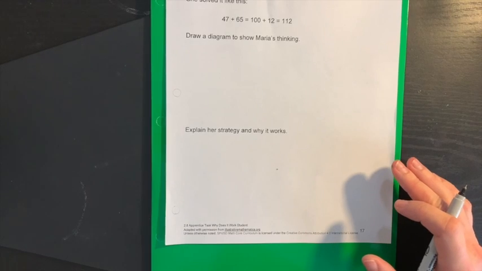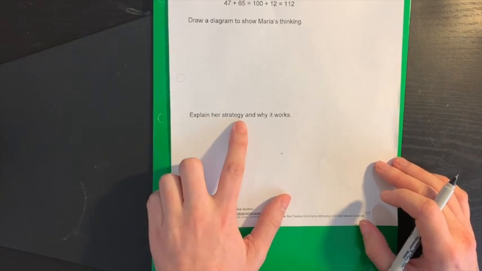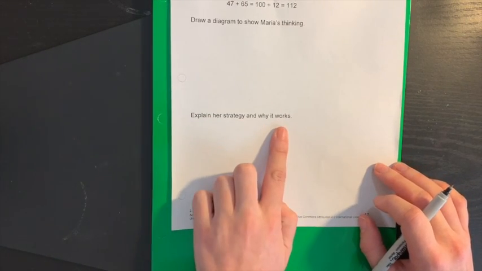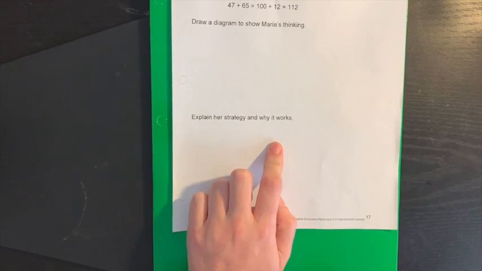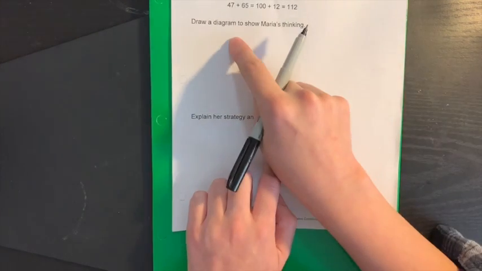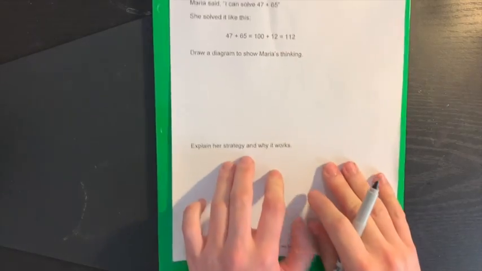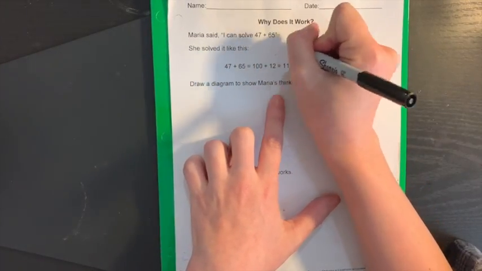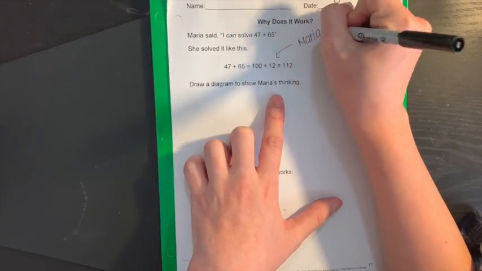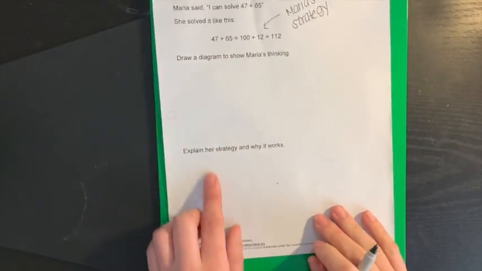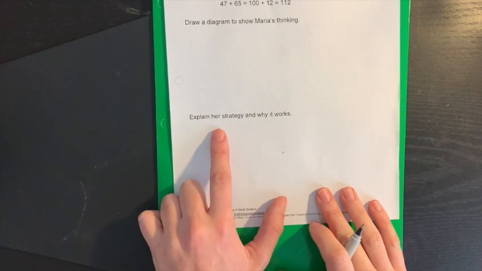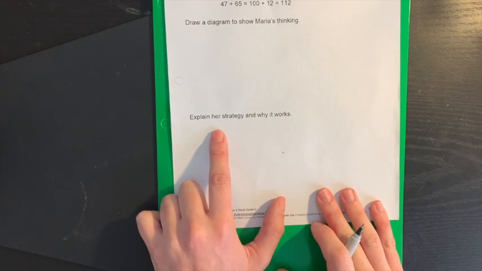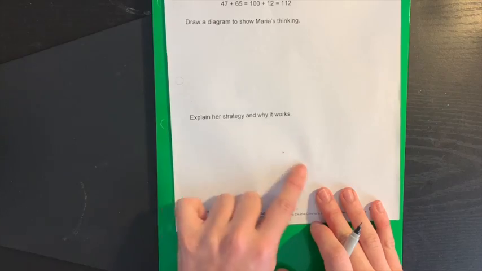Then at the bottom it says, explain her strategy and why it works. So for explaining her strategy, you don't have to draw another diagram. You look at this strategy up here. This is her strategy. So down here, you're not doing another diagram. You're explaining why her strategy works.